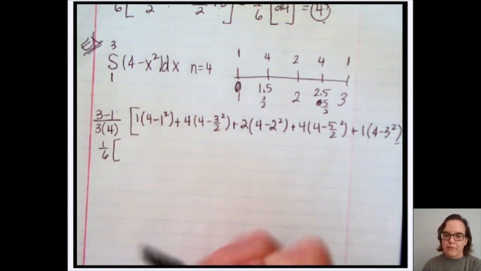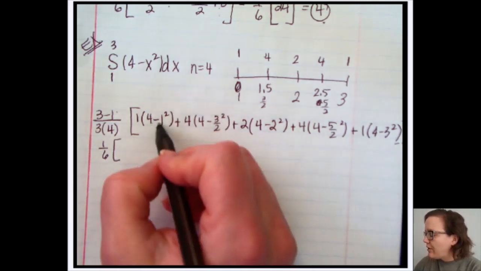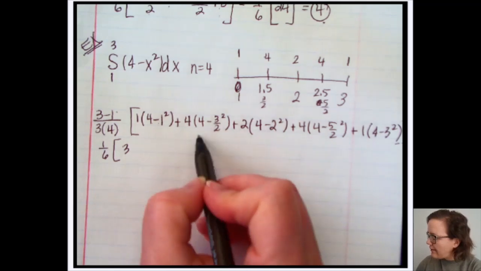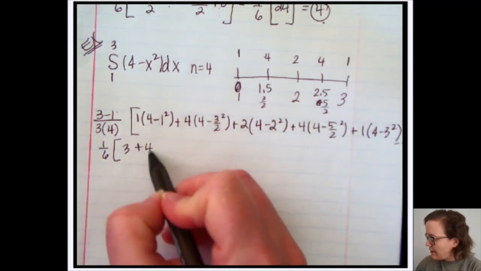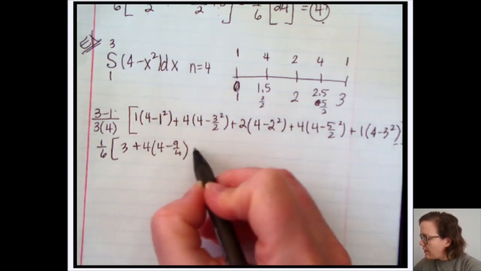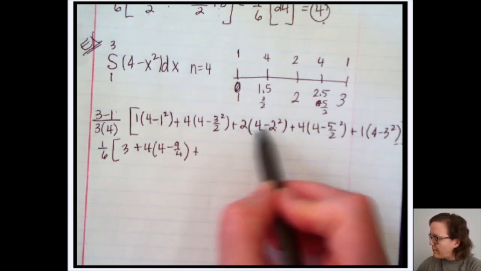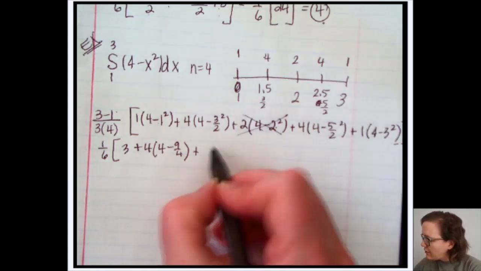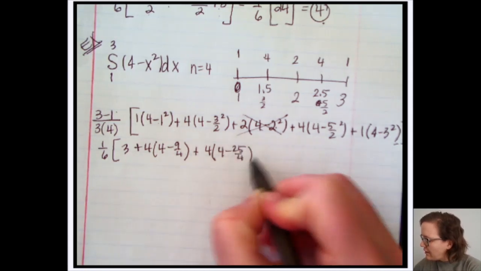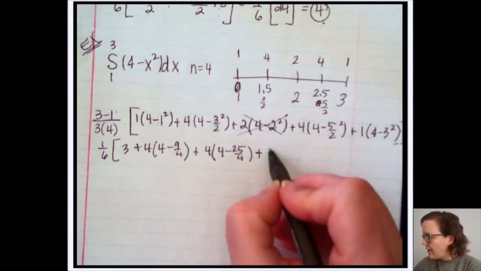And I'm not going to simplify too much. I'm going to plug it in my calculator in just a second. So 4 minus 1 is 3. So we have 3 here. We have, I'm not going to worry about that one, except that's 4 minus 9/4. Plus, and then 4 minus 4 is 0. 0 times 2 is 0, so I don't have to worry about that one. This is 4 times 4 minus 25/4. And then 4 minus 3 squared would be 5.